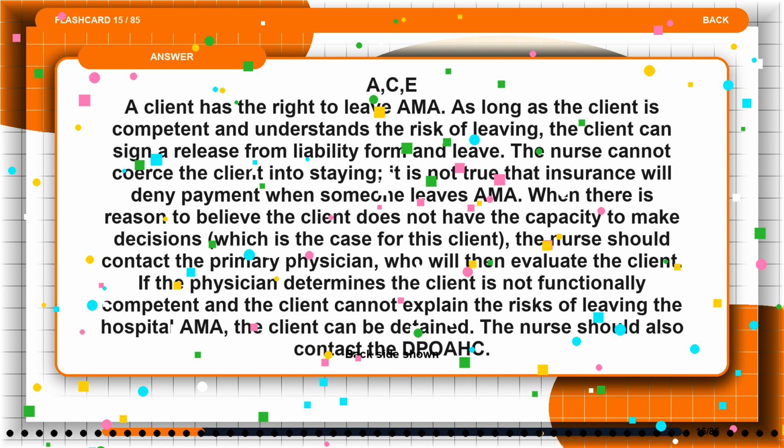When there is reason to believe the client does not have the capacity to make decisions, which is the case for this client, the nurse should contact the primary physician, who will then evaluate the client. If the physician determines the client is not functionally competent and the client cannot explain the risks of leaving the hospital AMA, the client can be detained. The nurse should also contact the DPOA.